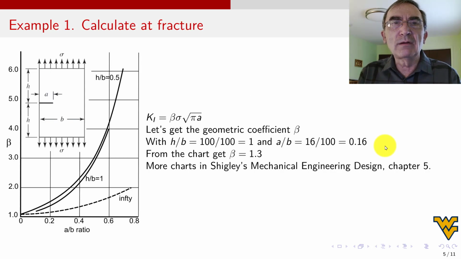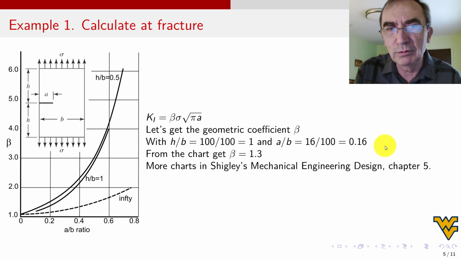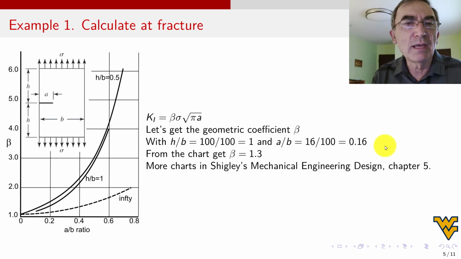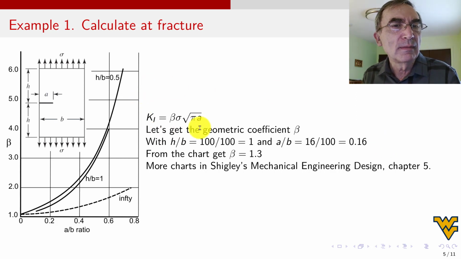Okay, now we calculate the fracture, which is what we wanted to do because there is a crack, so this is going to be the important one. So we got the formula, just to remind you. Stress intensity is beta sigma square root of pi a, okay?